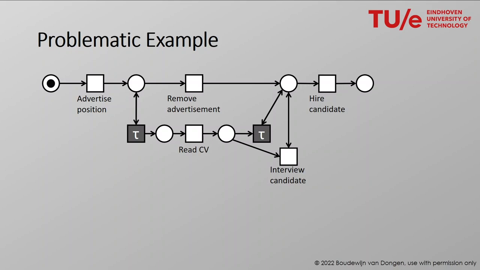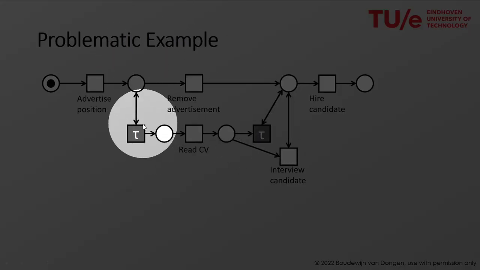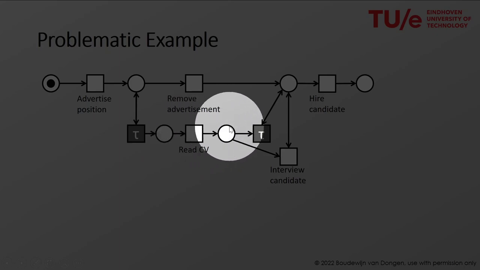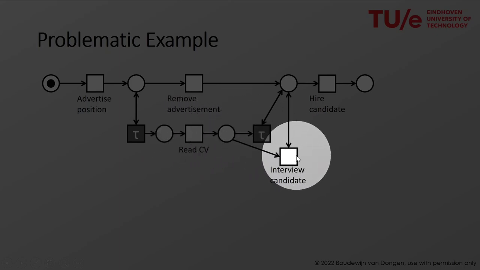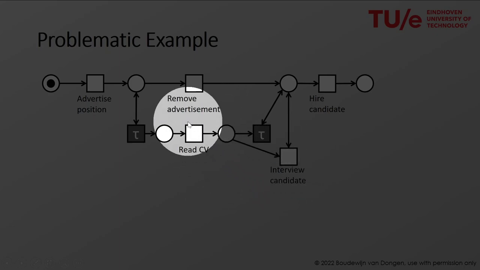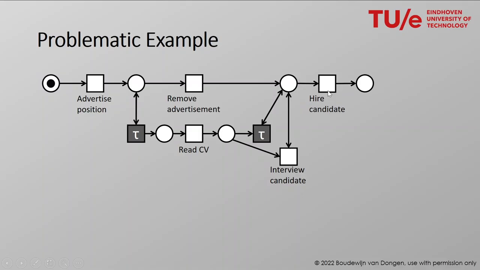So this is an HR type of process. You advertise a position, and then the moment the advertisement is out, I can generate a number of tokens here, and this is an arbitrary number, so as many as I like. Then I can read CVs, and at some point I interview a candidate. And I can interview as many as I like, but I have to read the CV first until I remove the advertisement and hire a candidate.